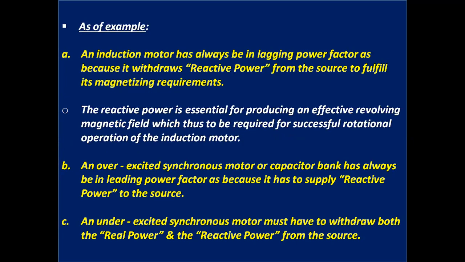As an example, an induction motor always has a lagging power factor because it withdraws reactive power from the source to fulfill its magnetizing requirement. The reactive power is essential for producing an effective revolving magnetic field, which is required for successful rotational operation of the induction motor.